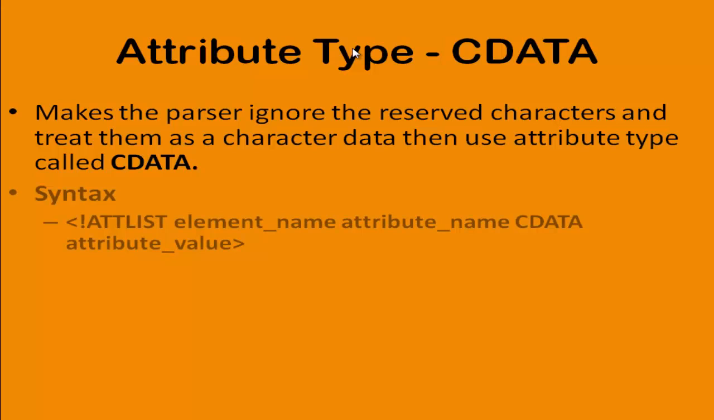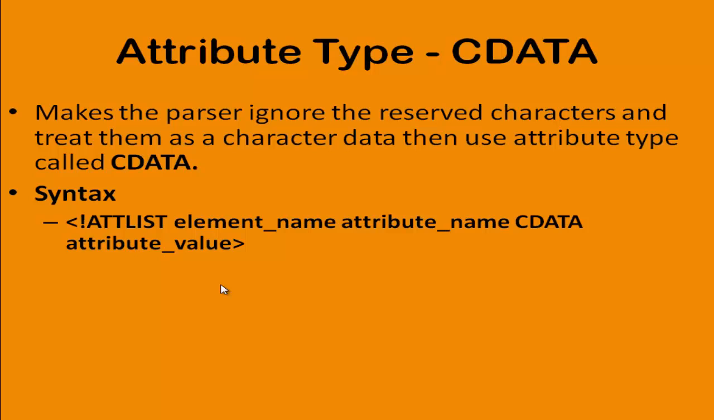And this CDATA syntax will be like ATTLIST, element name, attribute name. Afterwards, instead of the attribute type, I am replacing it with CDATA. And see to it that CDATA must also be in capital letters. After CDATA, we are going to specify the attribute value. Anyhow, about this we are going to see a sample code. At that time, you will understand it more clearly.